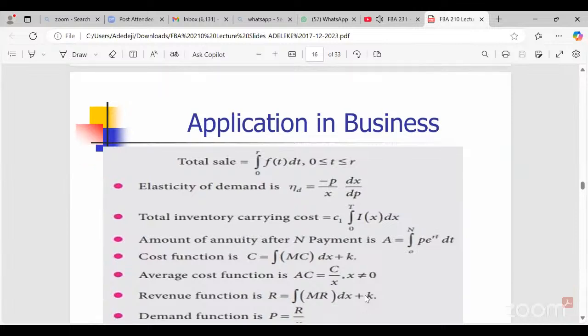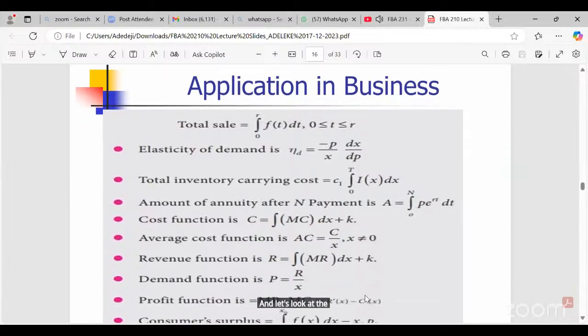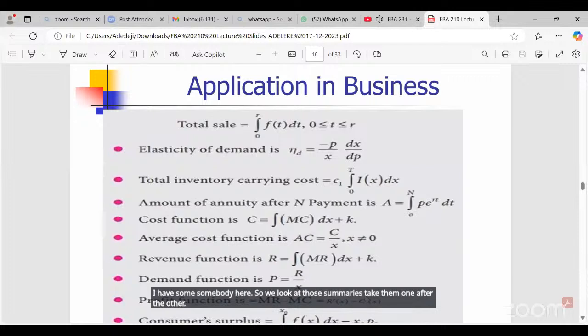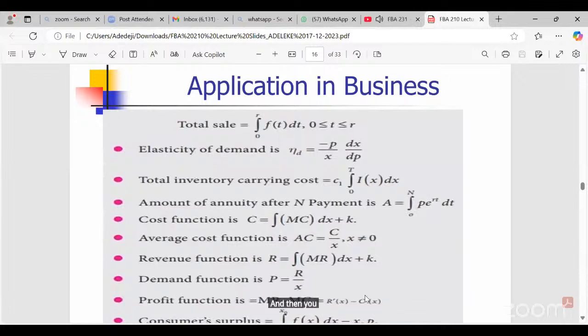And let's look at the application. I have some summary here. So we'll look at those summaries, take them one after the other, and then we start the application.